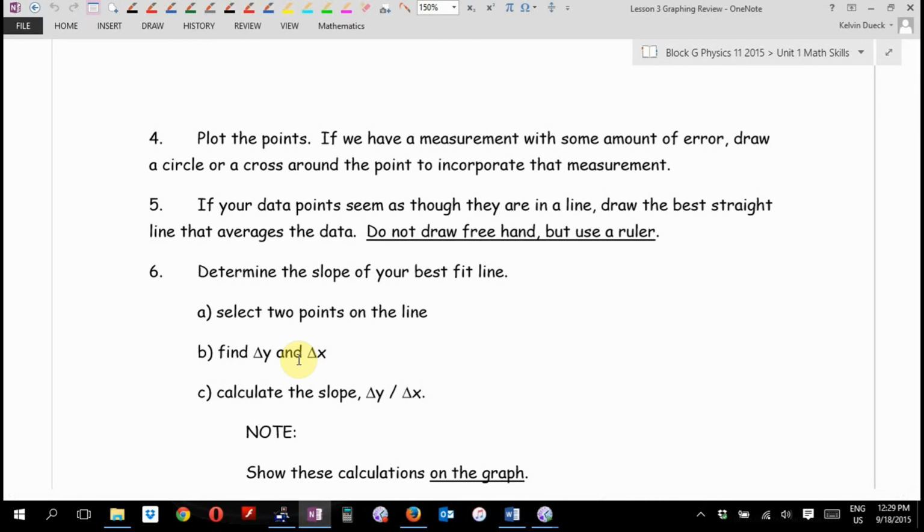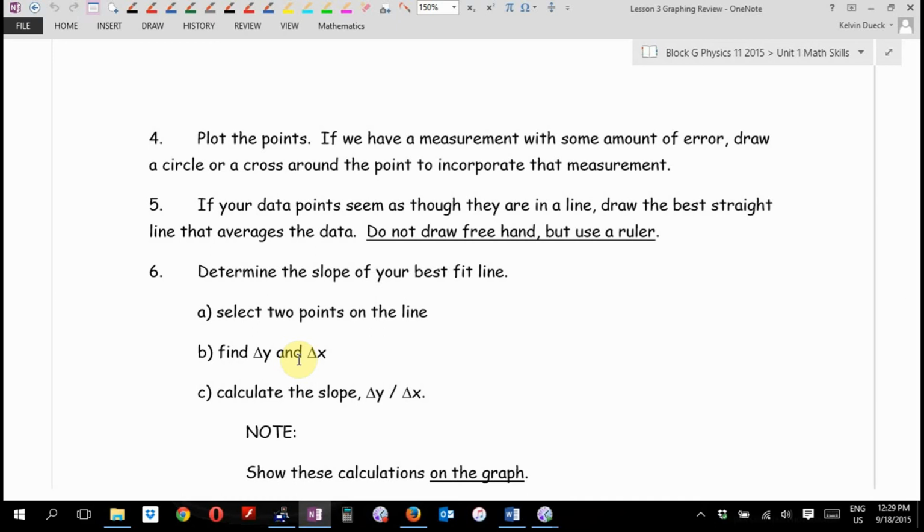Plot the points. Graph the stuff. If you have a measurement with some amount of error, if we were doing a good lab, instead of putting a dot, you would put error bars. Instead of being points, they'd be these little bars.